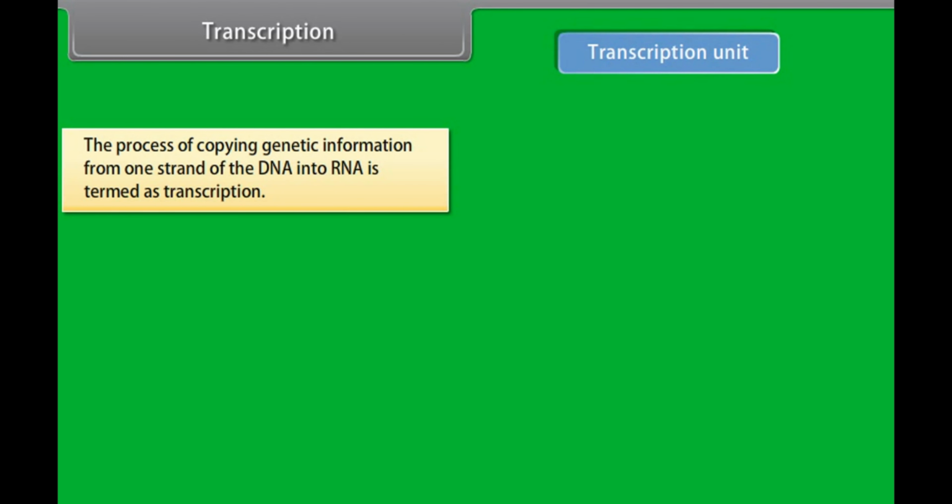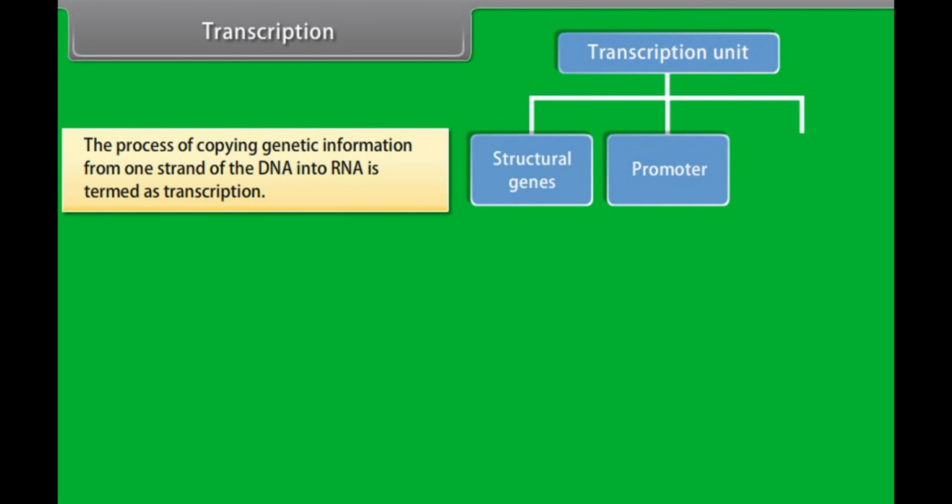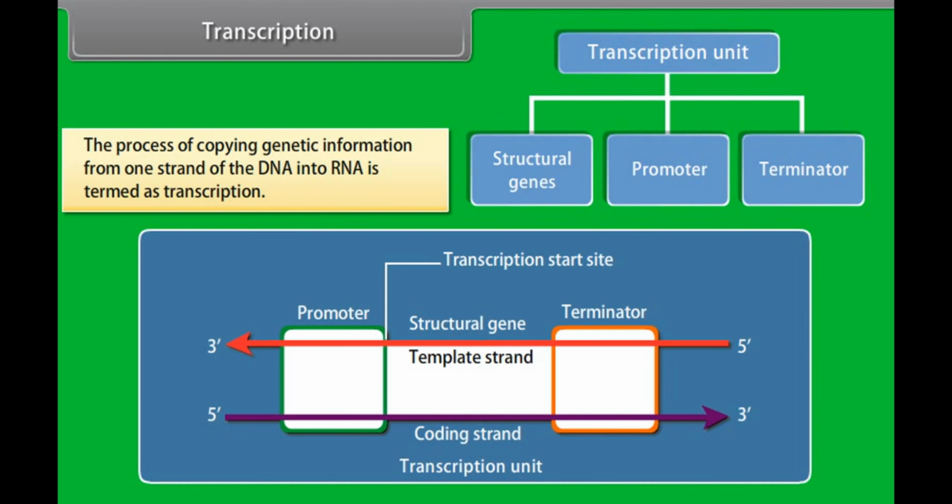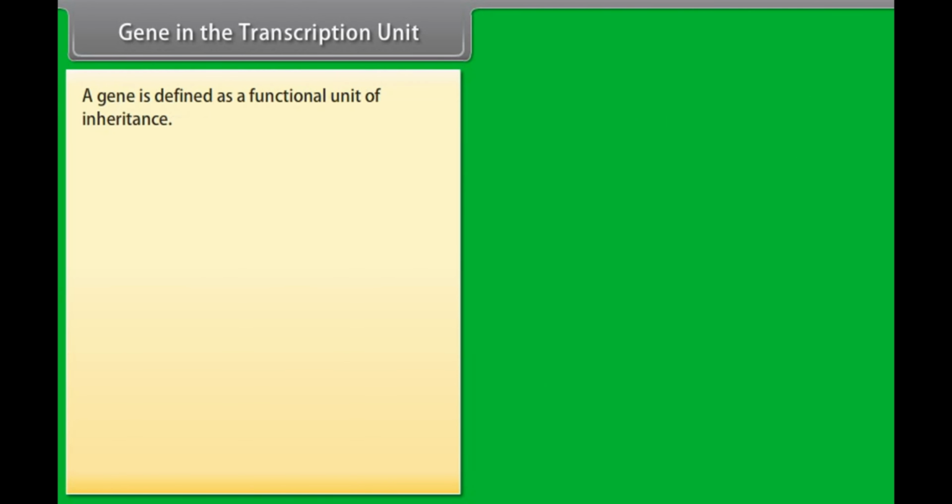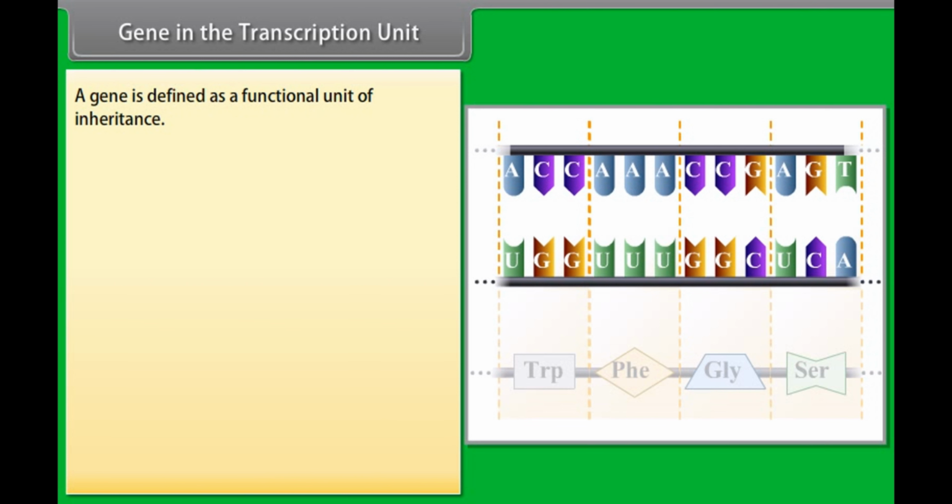Transcription. The process of copying genetic information from one strand of the DNA into RNA is termed as transcription. Gene in the transcription unit. A gene is defined as a functional unit of inheritance. Cistron is defined as a DNA segment that codes for polypeptides.